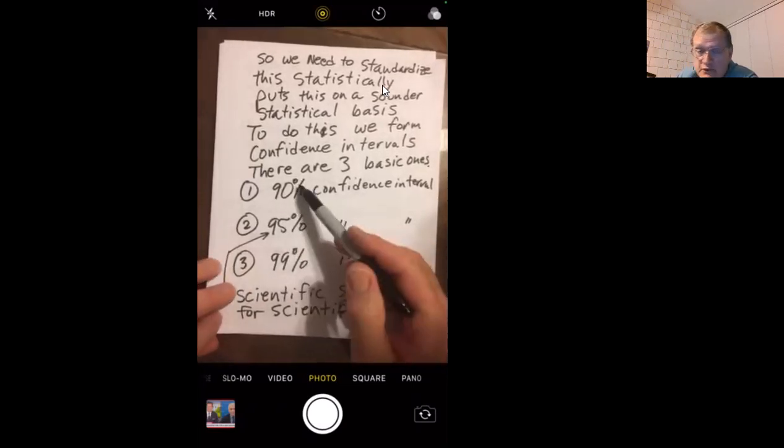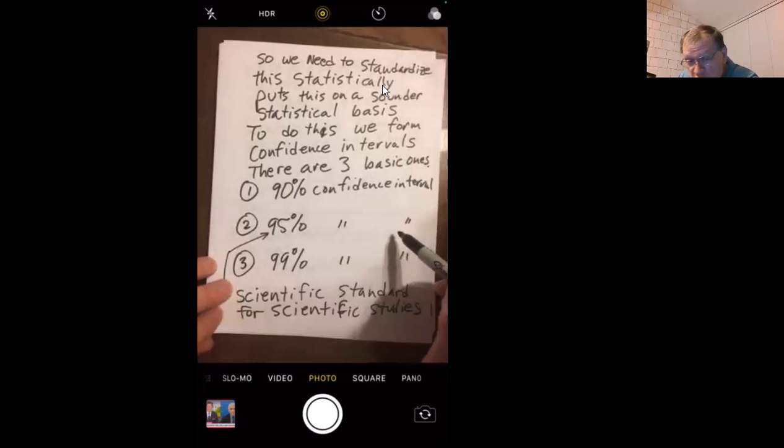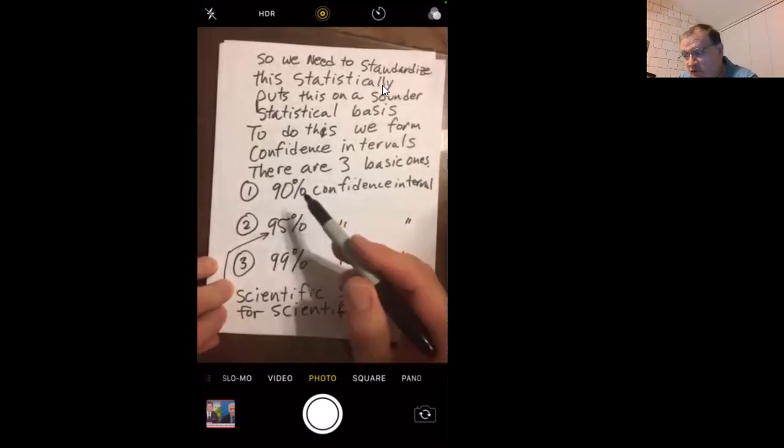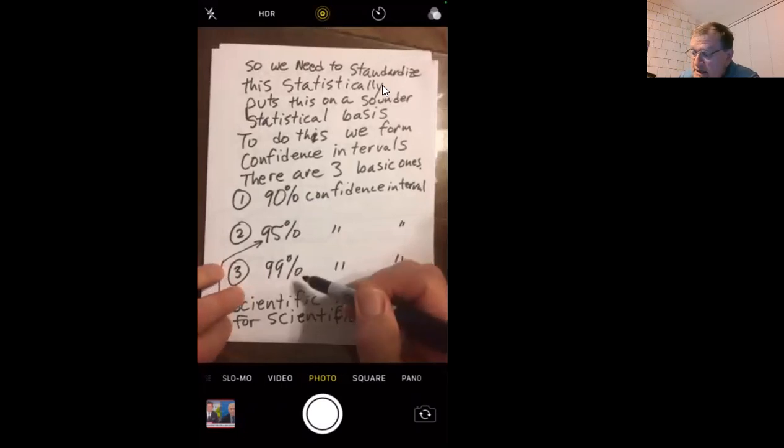If you read a study that's using 90%, they're basically trying to cook the books. 95 didn't give them the conclusion they wanted, so they use 90, and voila, they get their conclusion. And if they're using 99, they're really tightening things up.